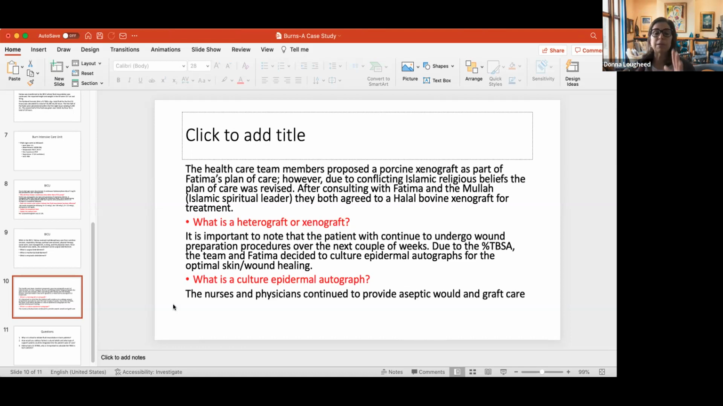So the importance of doing this is that when you treat patients, your plan of care has to encompass their religious beliefs and their cultures.